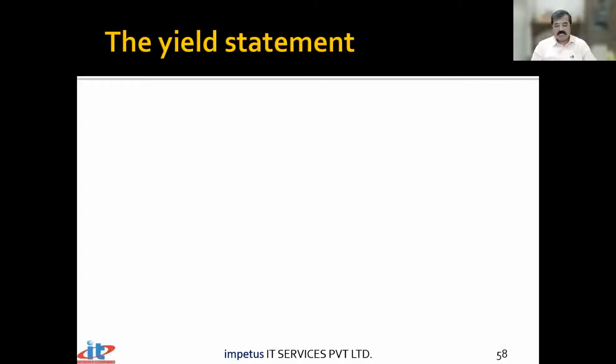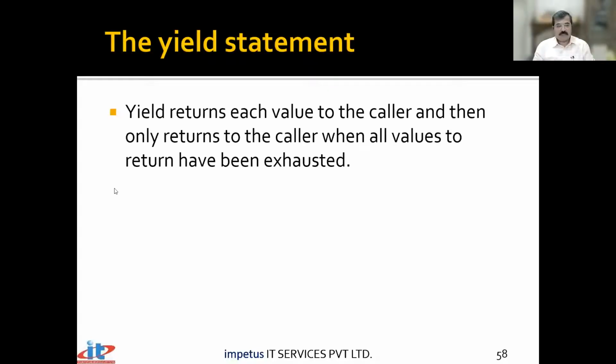So when we talk about this yield statement, which is available in Python, it returns a value, each value, to the caller, and then returns to the caller when all values to return have been exhausted. So is it like a return statement or is it different in any way? Like a return statement returns a value, yield also returns a value.